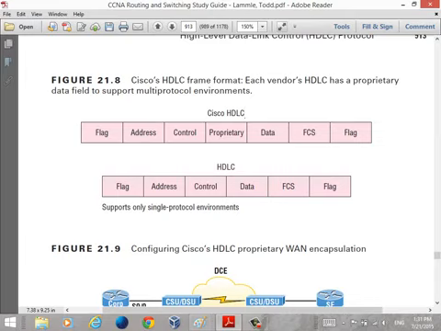They will support multiple layer 3 protocols, because which field do we have? The proprietary field is working here as the type field. But in the case of normal HDLC, we don't have a proprietary field. It means normal protocols. Or if I have two Juniper routers, they will only support which protocol? IP. They will never support IPv6, because there is no proprietary field in the case of Juniper.